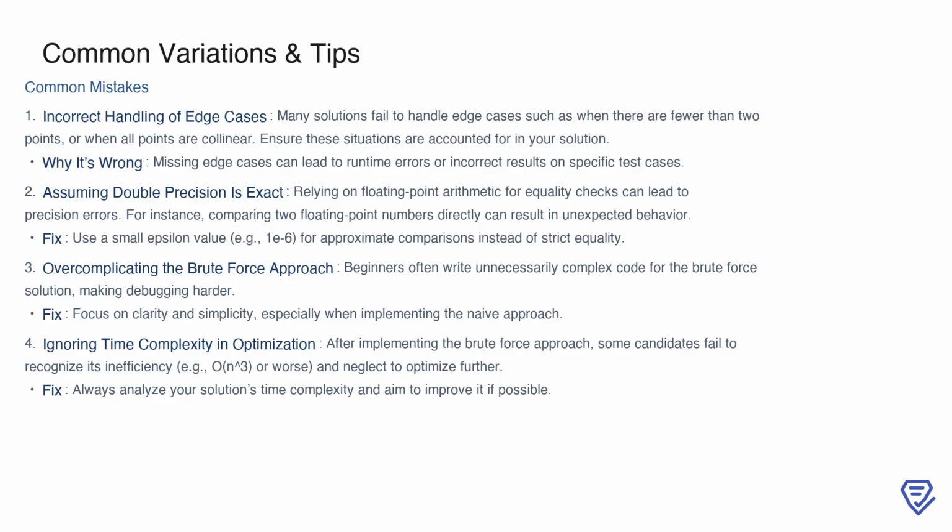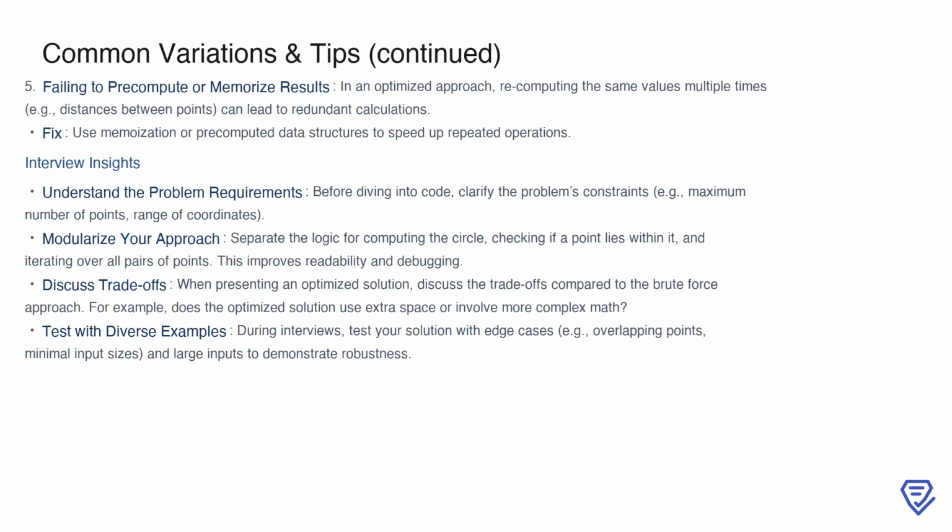Lastly, some candidates overlook the importance of optimizing their solution's time complexity. For instance, a brute force implementation with a time complexity of O(n cubed), or worse, might pass small test cases but fail for larger inputs. Always analyze the efficiency of your solution and look for ways to improve it when necessary. Another key area to watch out for is failing to pre-compute or memoize results. In an optimized approach, redundant calculations, such as repeatedly computing distances between the same pairs of points, can slow down your solution significantly. Using memoization or pre-computed data structures can eliminate these inefficiencies.